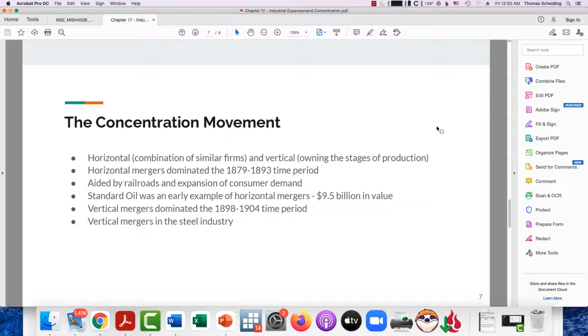So things start out with horizontal mergers. That becomes the first way in which things are consolidated. And that's happening between 1879 and 1893. So basically the 1880s, essentially. Railroads are using this a great deal. And it's a reflection of the fact that consumer demand is becoming more national and is becoming larger. Standard Oil, again, is another example of a horizontal merger. Standard Oil being a company that expands in value to almost $10 billion, basically.